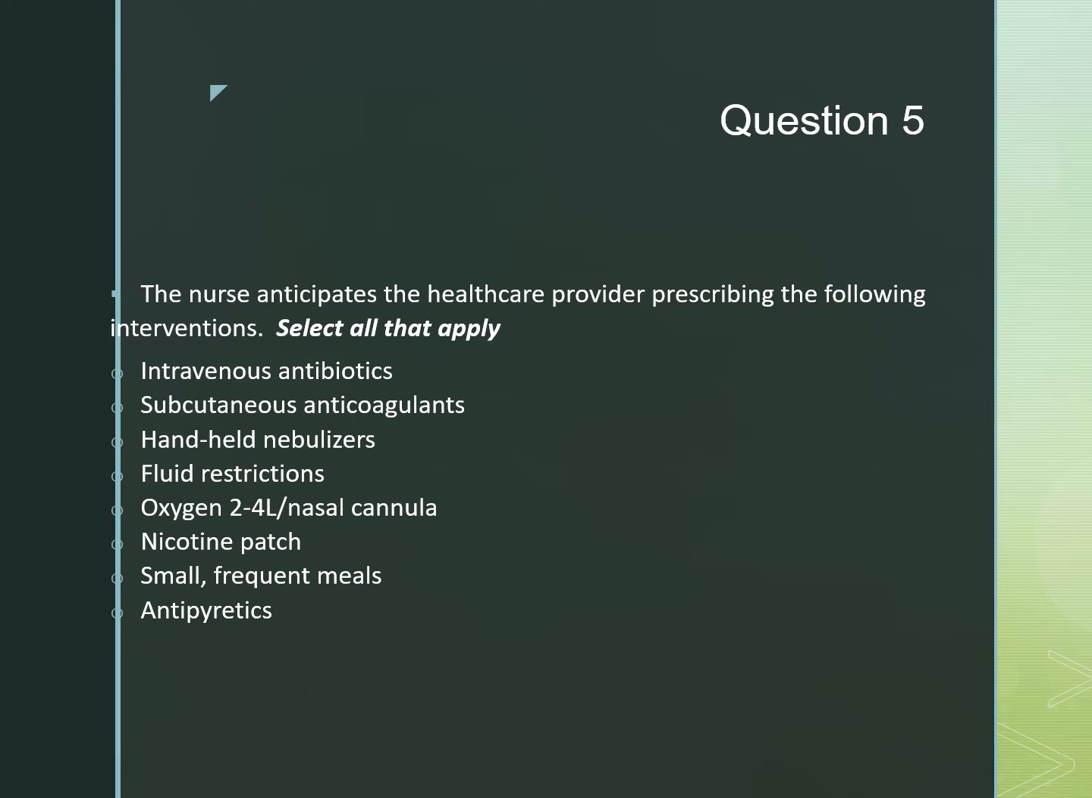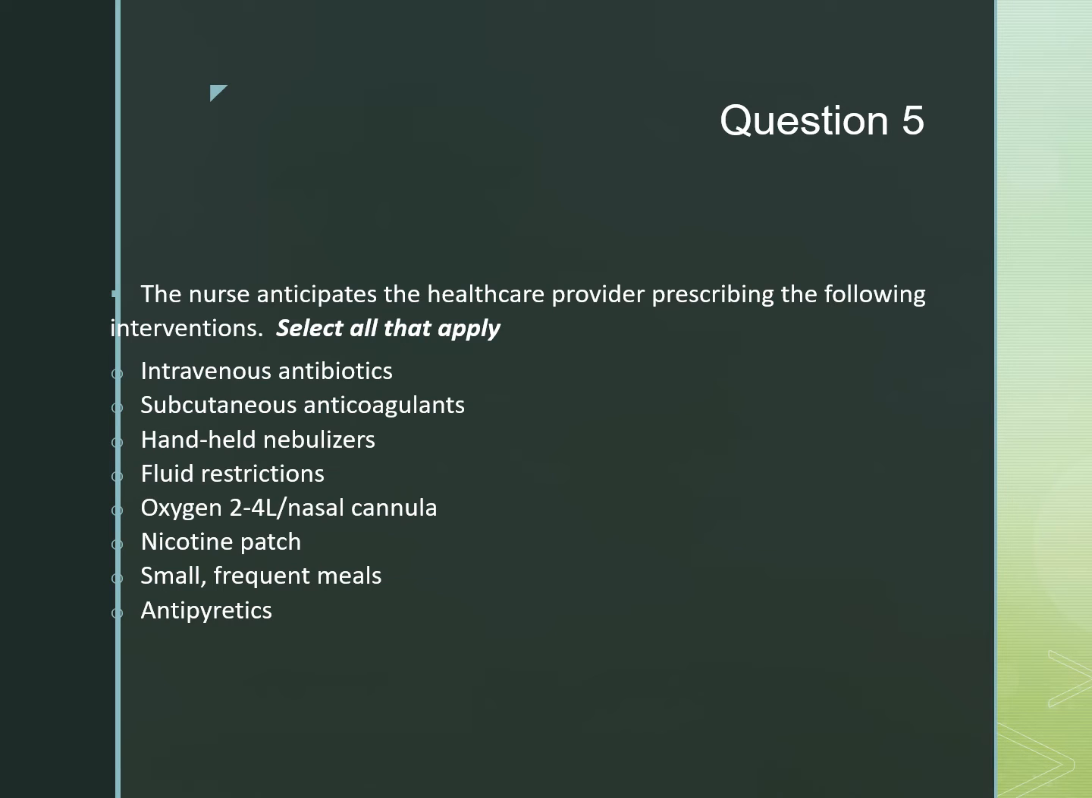Oxygen, 2 to 4 liters per nasal cannula. Yes, her oxygen saturation was below 90. We definitely need some oxygen on her. Nicotine patch. Yes, this client is a smoker. We do not want her smoking. So we're going to put a nicotine patch on her to help control those cravings and hopefully encourage her to quit.